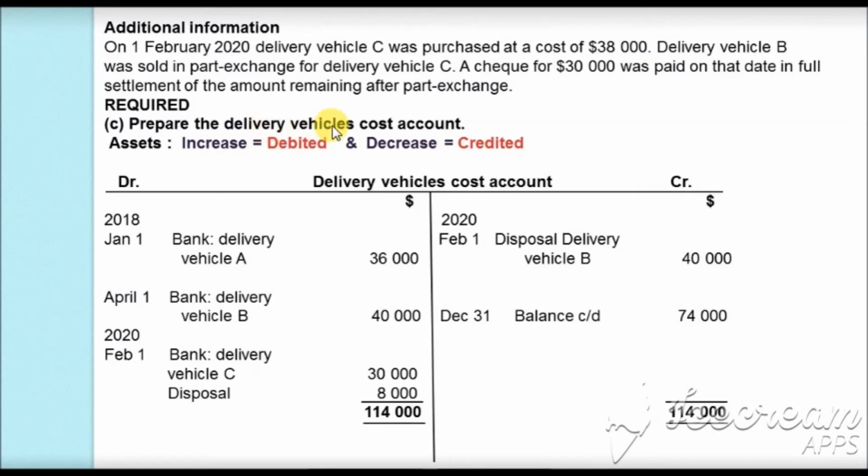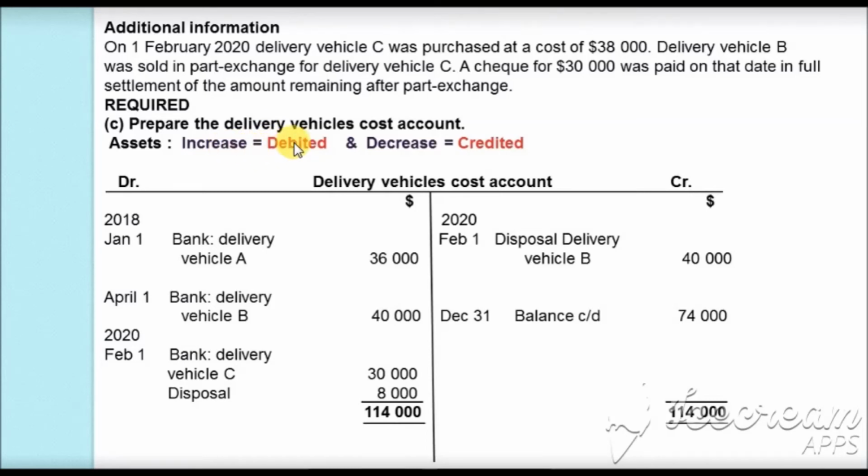So this delivery vehicle cost account will be our assets account and the rules are debit wherever there is an increase and credit when there is a decrease. So in 2018 on 1st January we purchased delivery vehicle A, and as we have purchased it, the assets have increased, that is there is an addition of a delivery vehicle in our business which increases our assets.